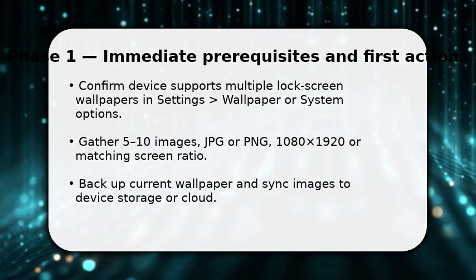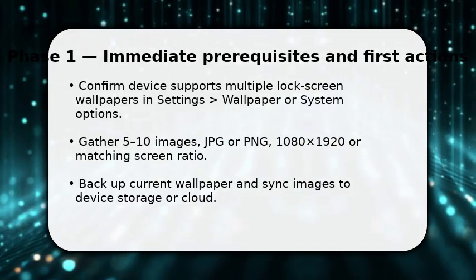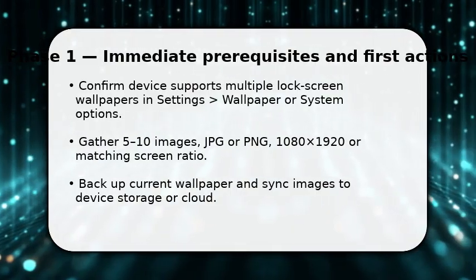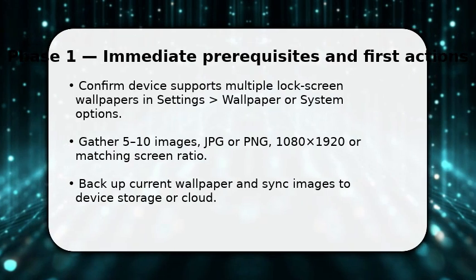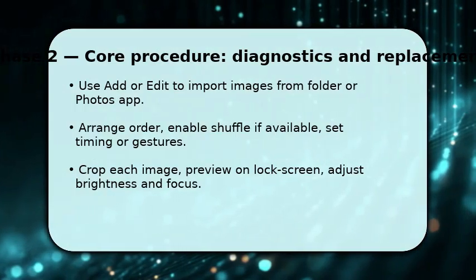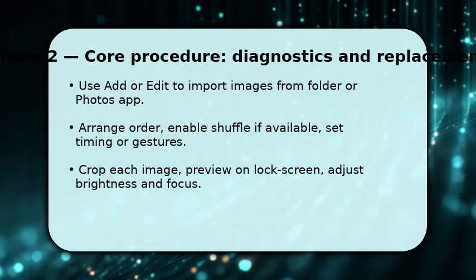Now open Wallpaper settings and choose the option to add multiple images. Do this before adjusting transitions, because order and format matter for smooth results. Next, add the images using Add or Edit within Wallpaper settings. Select from the folder you prepared.